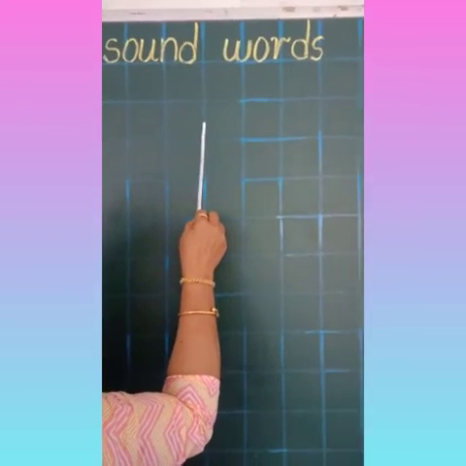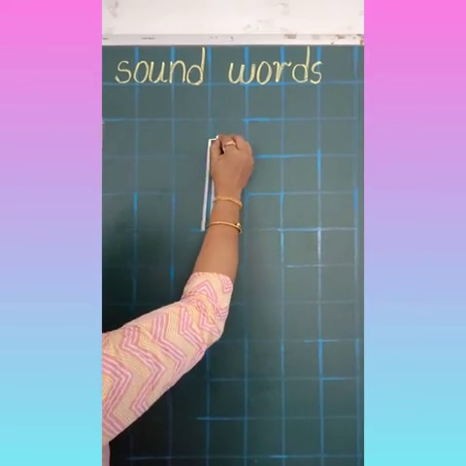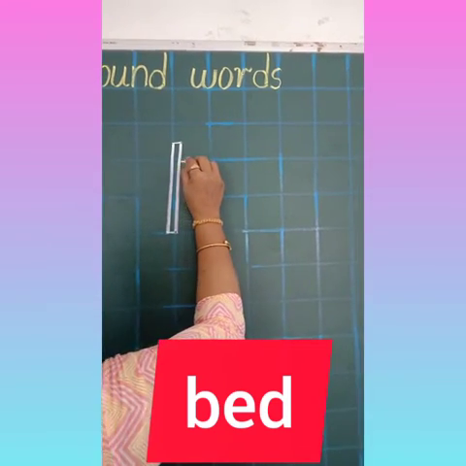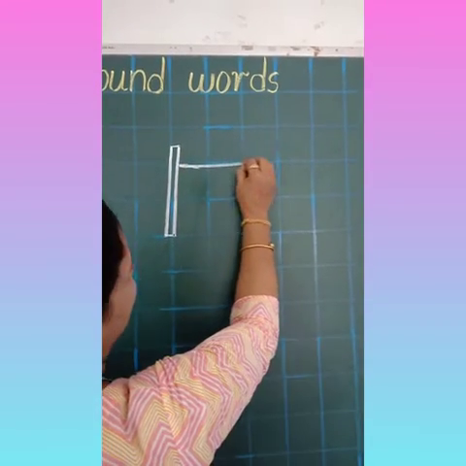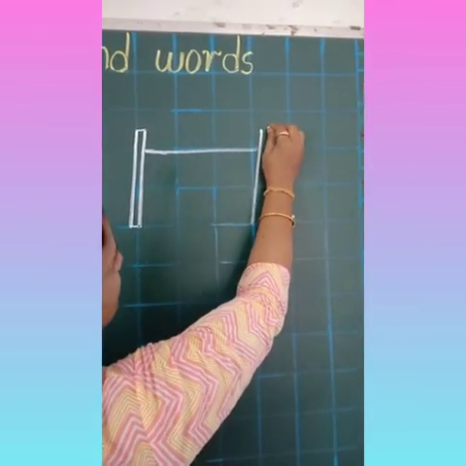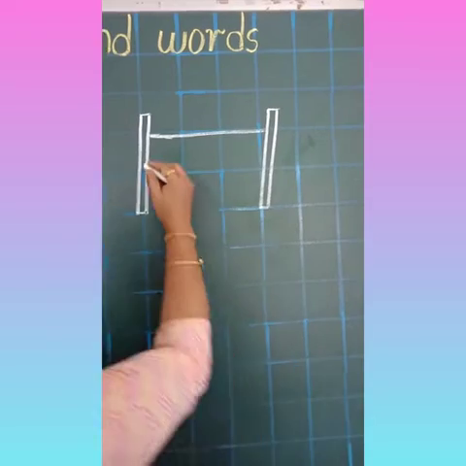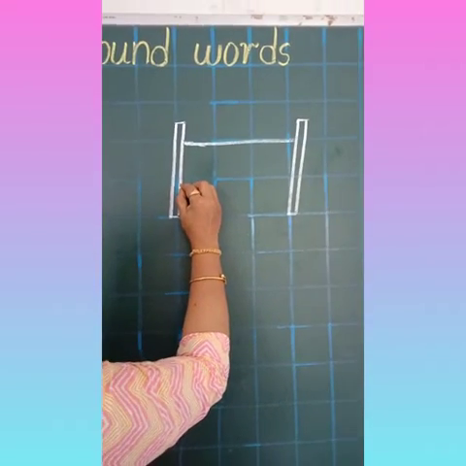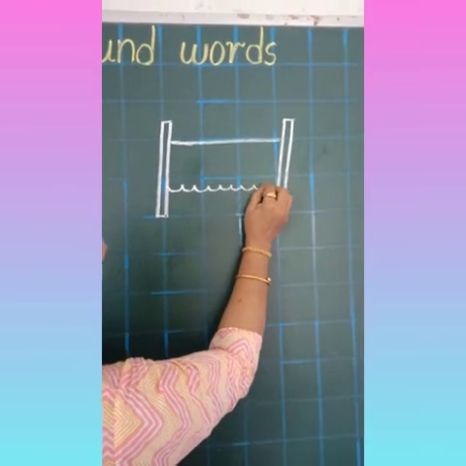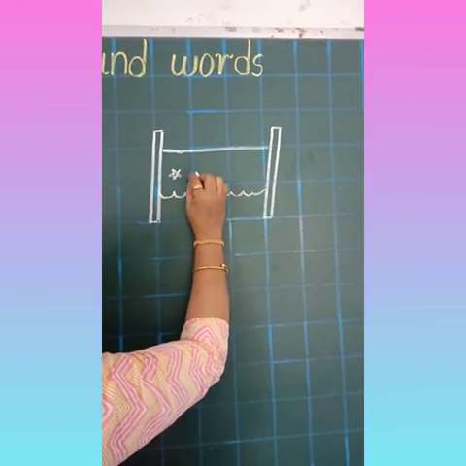First make one standing line, leave little space, another standing line, and join on the top and down side also. Then here leave some space and draw one sleeping line. Okay children, now here one more time, one standing line, leave little space, another standing line, sleeping line, join here, sleeping line, join. And next here leave some space and draw a curve line, small curve, 1, 2, 3, 4, 5, and join. And inside this make small little stars.